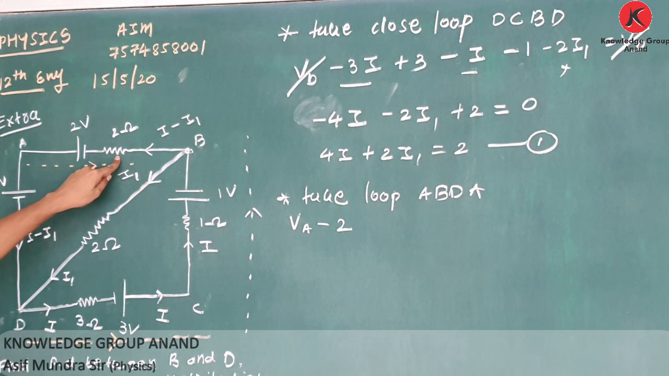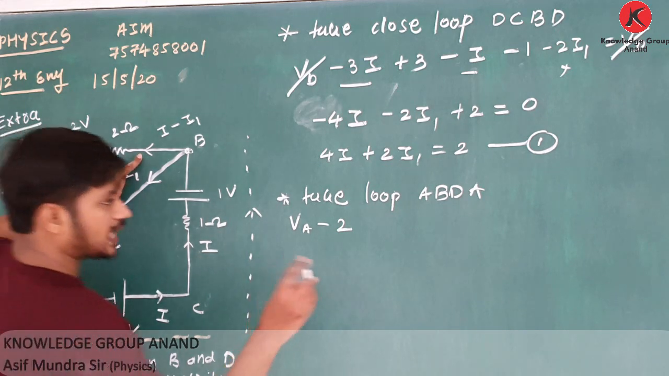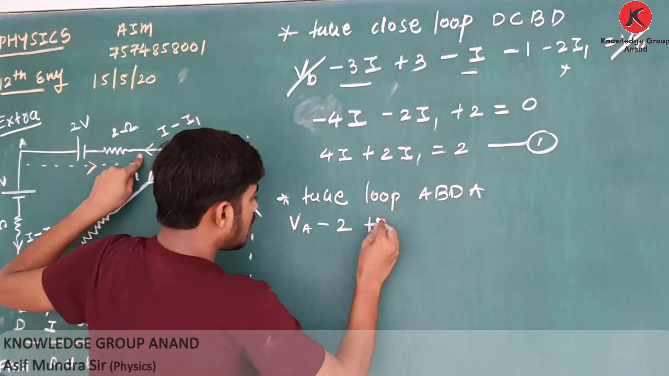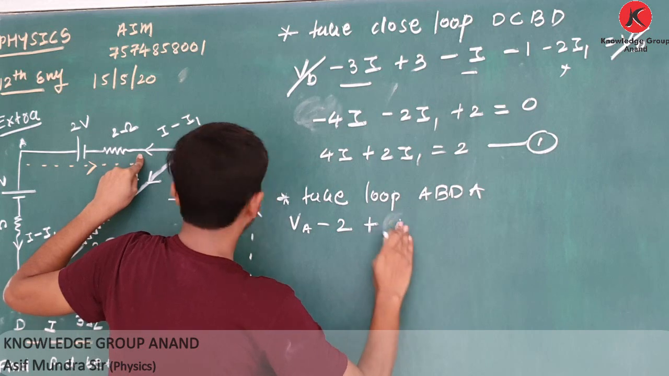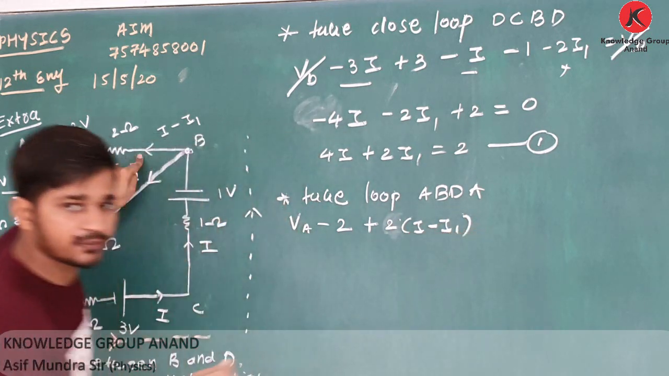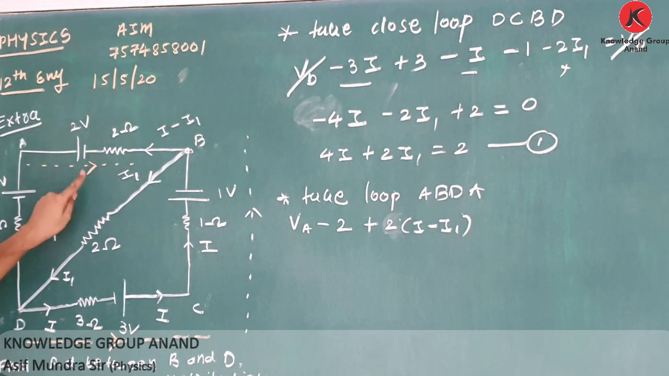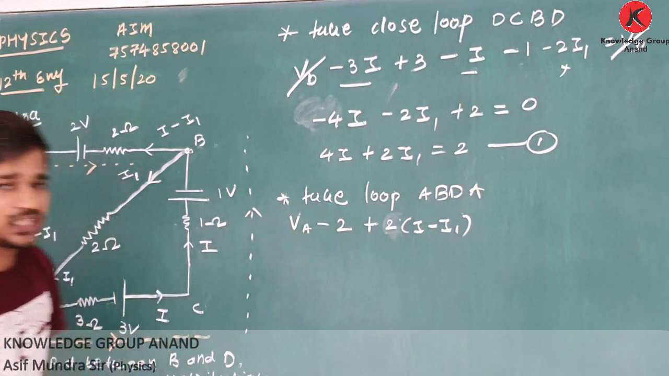Then it is a resistance of 2 ohm. The current flowing through it is I minus I1. We are moving in the opposite direction of current, so we have to take the plus sign. Take care when you write it, it is plus 2 times I minus I1. Clear about this? Again, resistance is 2, current is I minus I1, we are moving in the opposite direction, so plus sign.